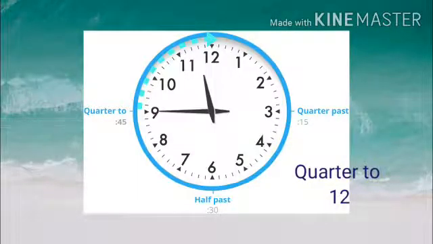Now, students, I would like to explain why we write quarter to. I have already told you that quarter means 15 minutes. And quarter to 12 means 15 minutes left for 12. We can also say the time is 11:45. 9 5s are 45. 11:45. It means 15 minutes are left for 12.